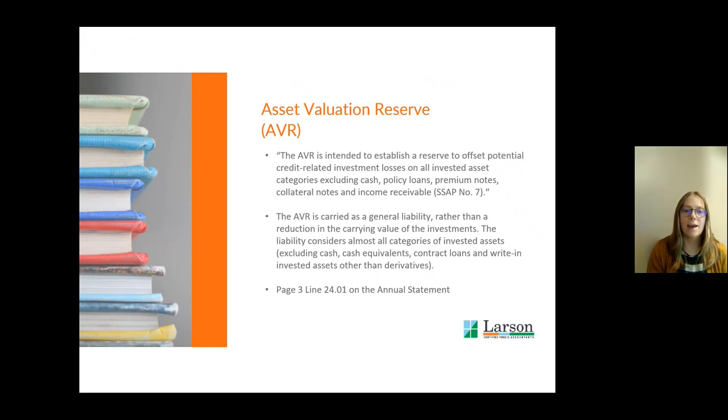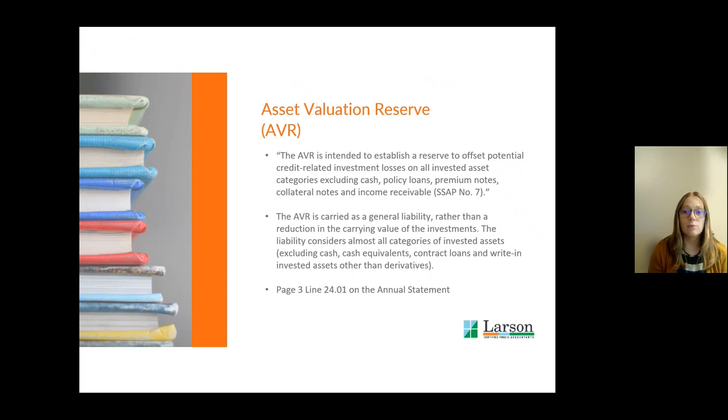First, what's unique is the asset valuation reserve. So in the SAPs, it notes that AVR is intended to establish a reserve to offset potential credit-related investment losses on all invested asset categories, excluding a select few. So the NAIC provides a calculation based on information from the investment portfolio to calculate this AVR. And AVR is carried as a liability on the financial statement rather than a reduction of the carrying value of the investment. So it's a separate line item. The liability considers almost all categories of invested assets, including those select few. And it's noted on page 3, line 24.01 on the annual statement.